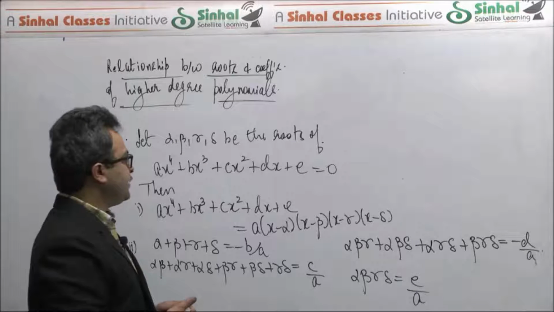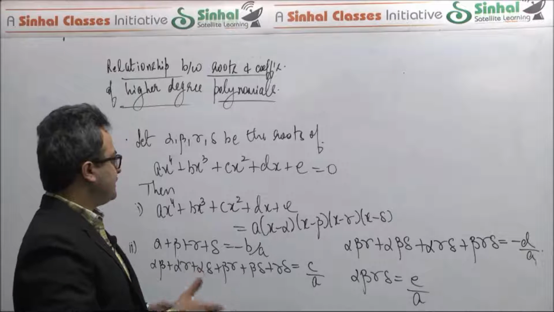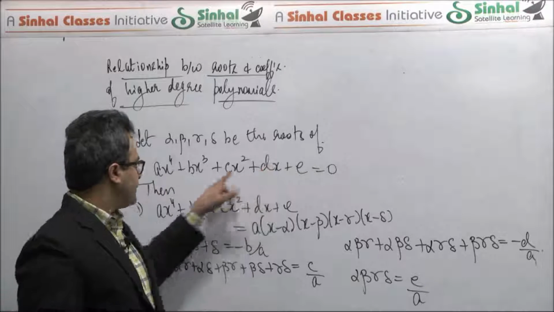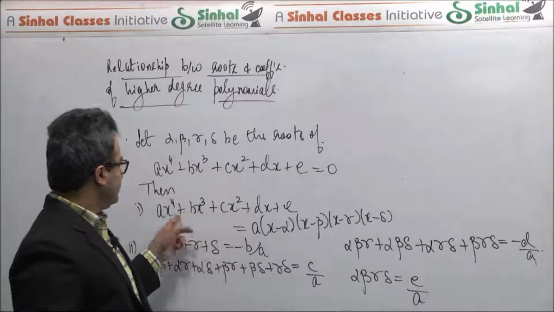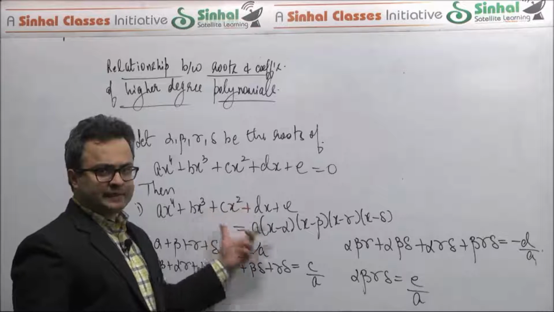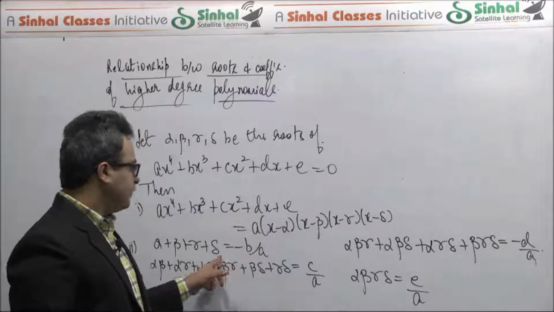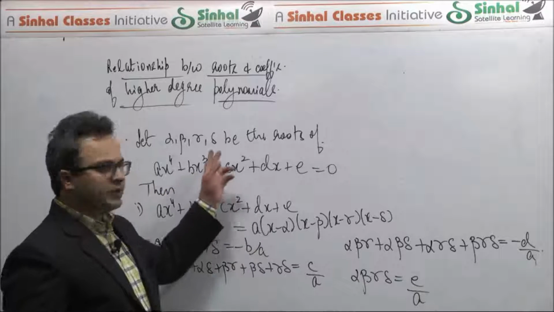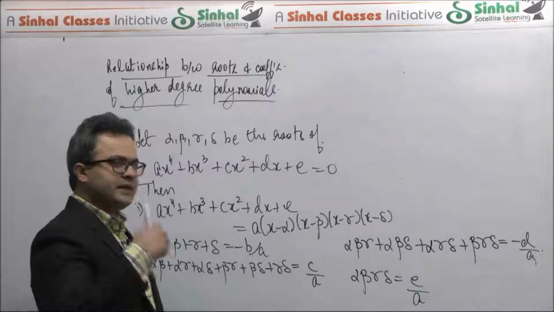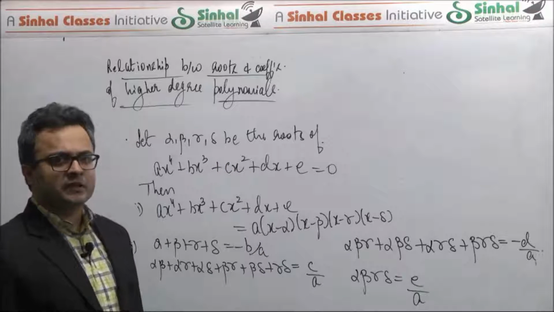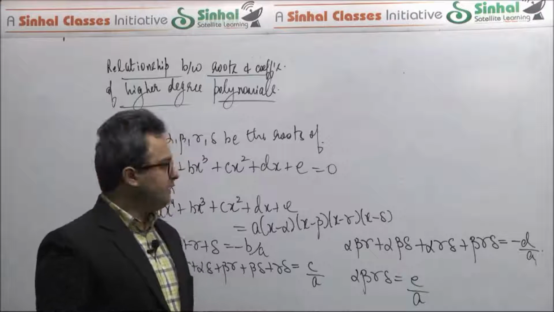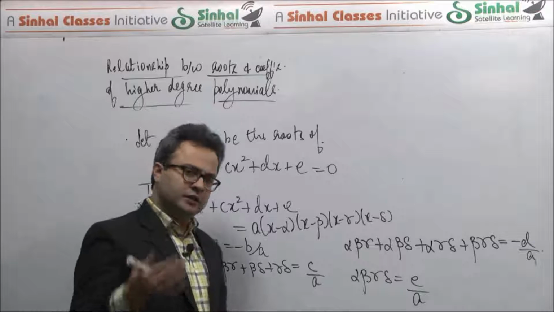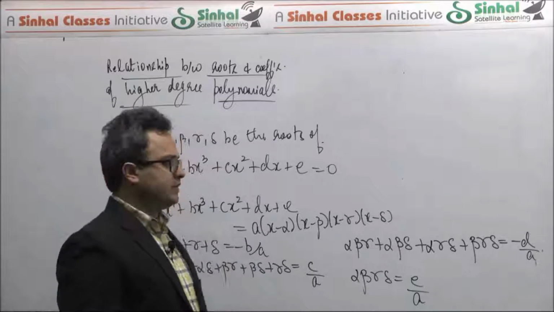Again, you can keep extending this idea. For example, for a fourth degree equation, this is what is going to happen. You have a fourth degree equation, suppose its roots are alpha, beta, gamma, delta. Then again by the factor theorem, this must be an identity. Second, the sum of the roots taken one at a time will be minus b by a. The sum of products taken two at a time will be c by a. The sum of products taken three at a time will be minus d by a. And finally, the sum of the products taken four at a time, which is effectively the product of all the roots, will be e by a. And you can keep on extending this idea for all higher degree polynomials.